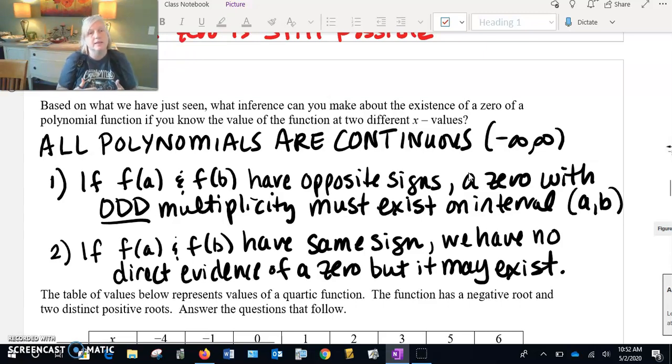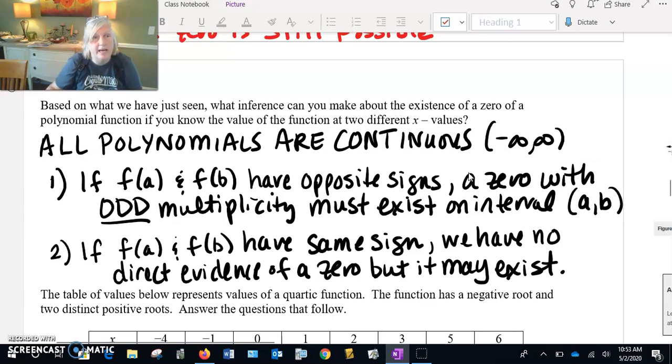And then the second thing is if your two y values, f of a and f of b, have the same sign, then there's no direct evidence that a 0 is there or not. It may exist, it may not. It could have crossed a couple of times, it could cross or touch and bounce, or it could not have a 0. We simply don't know. That's the not enough information to tell.